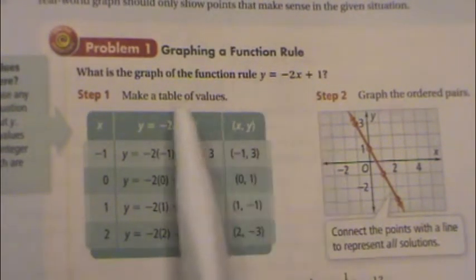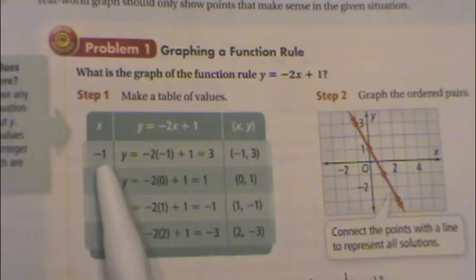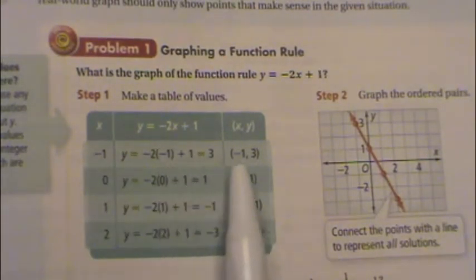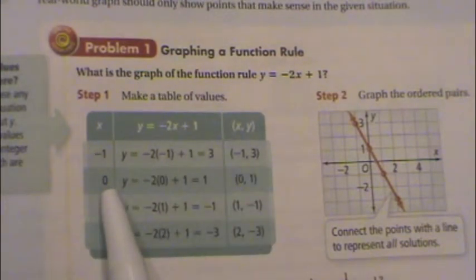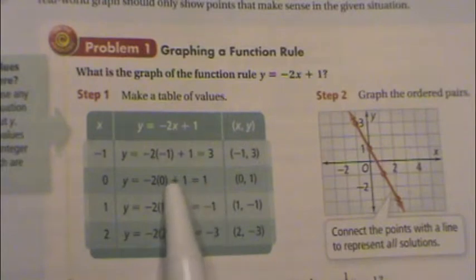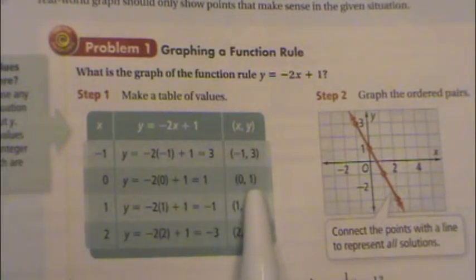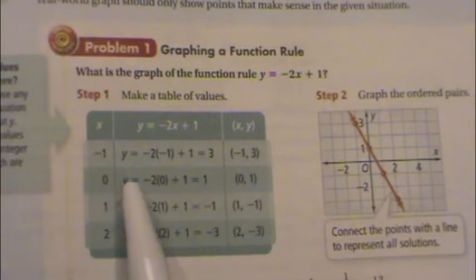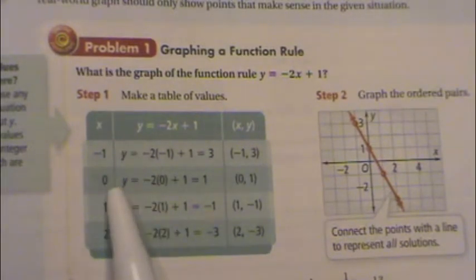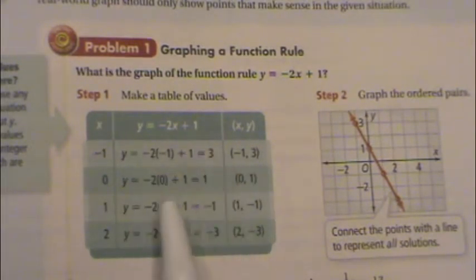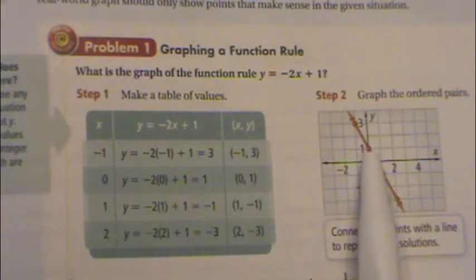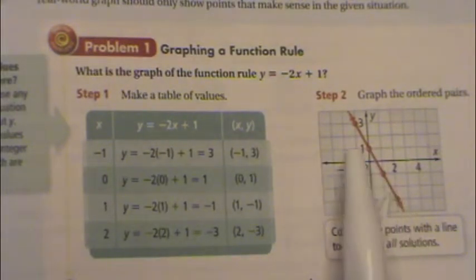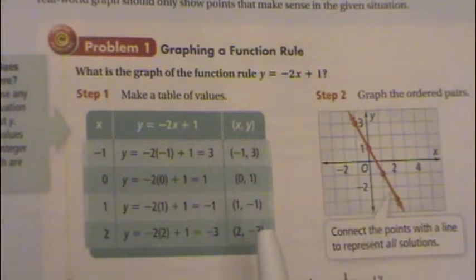Well, step number 1, make a table. Here's your x, put it in the function, and then they gave you the ordered pair. Your y is 3. Pick another x, any x, put it in the function. The y that that function generates is a 1. Notice that they chose some positive, a negative, and 0 so that they would get a good mix of numbers. And then they just plotted the points, negative 1, 3 right here, 0, 1 right here, 1, negative 1, and 2, negative 3, and drew the line.